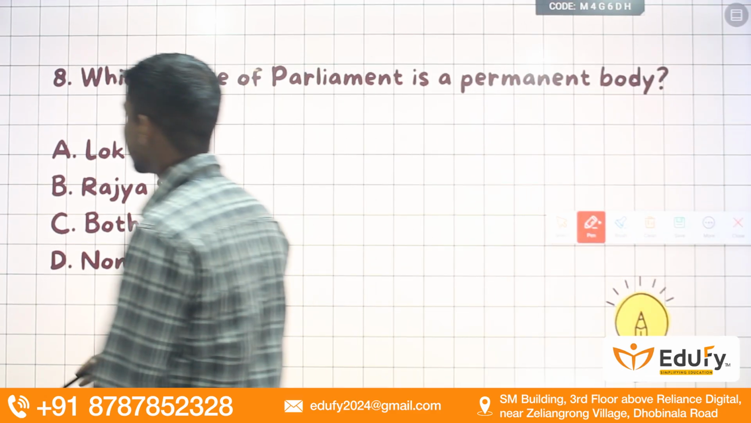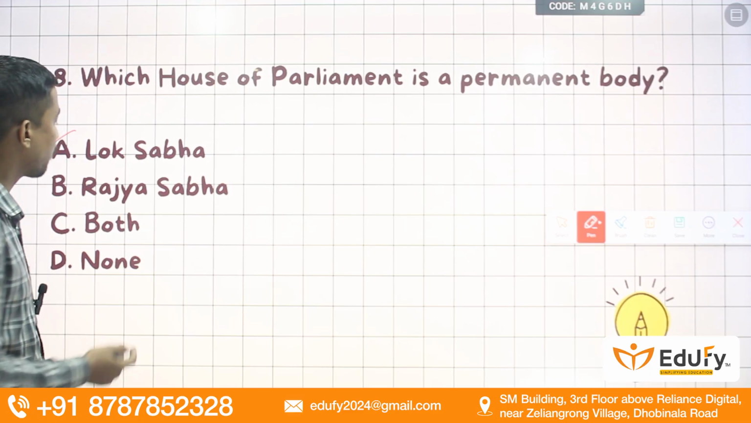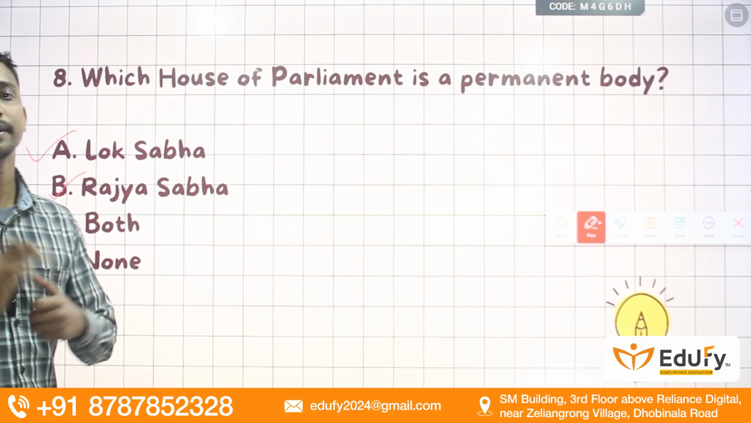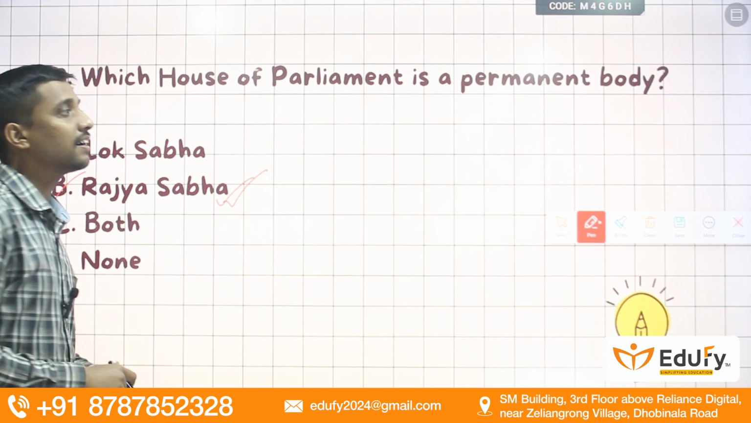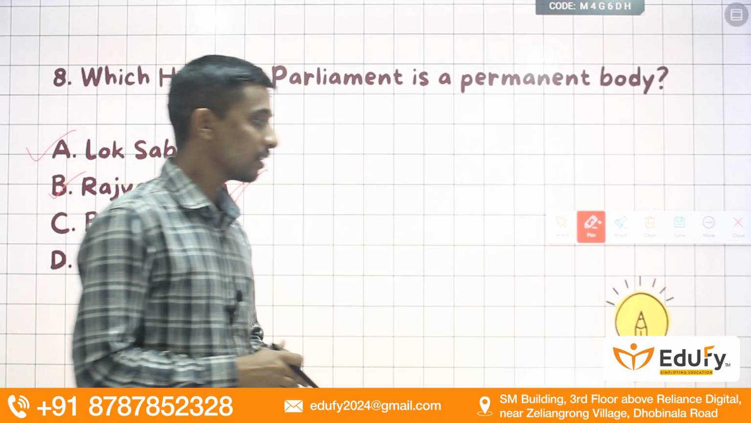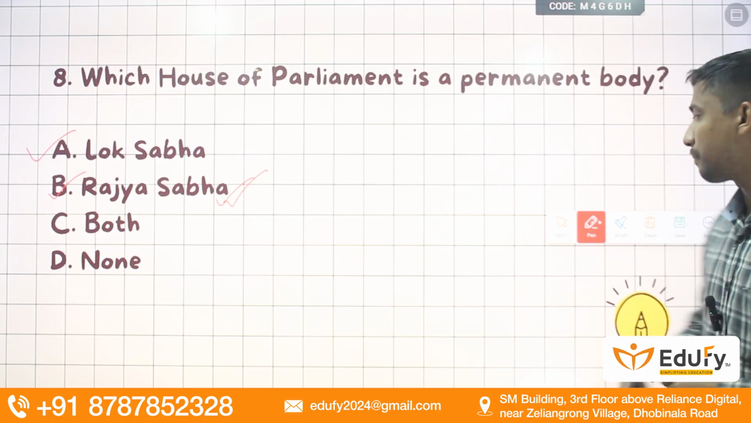So guys, Lok Sabha is dissolved after every 5 years. However, Rajya Sabha is never subjected to dissolution. So hence, it is the permanent house of the legislature. We can say it is the permanent house of the Parliament.